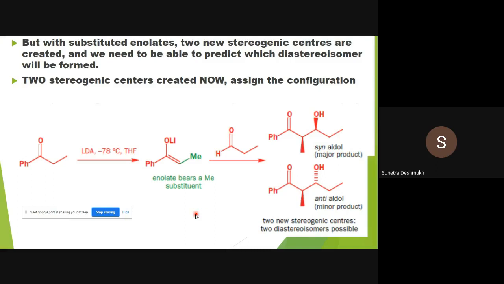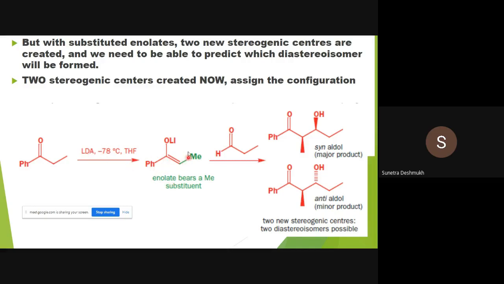So here our real topic has started in the case of the aldol reaction. This is the stereoselective aldol reaction: generation of two new stereogenic centers, and we have to assign the configuration of these two new stereogenic centers. So what is the normal reaction? We are going to treat this ketone with a strong base. Here we have taken lithium diisopropylamide. So there is a generation of enolate.